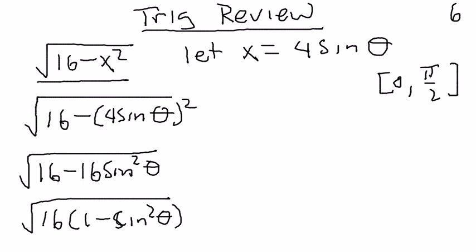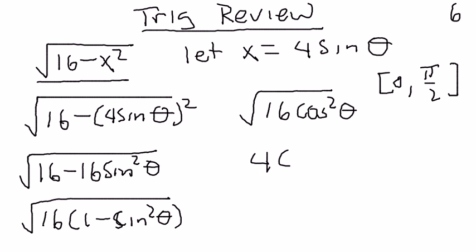And then 1 minus sine squared is cosine squared, so I get the square root of 16 cosine squared theta. And then now I have it in terms of a binomial, so I can take the square root of it. So I get 4 cosine of theta. And I know it's positive 4 cosine theta because of this restriction between 0 and pi over 2.